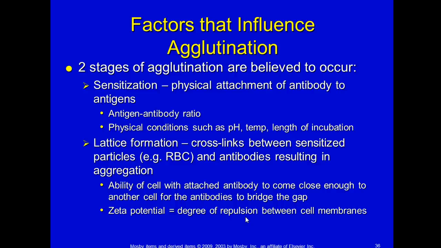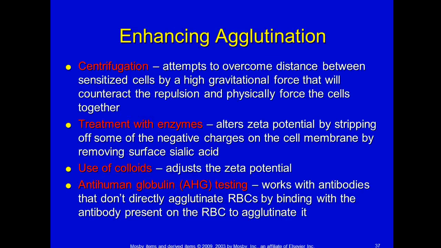If you've taken hematology, you know that all red cells have a net negative charge on the outside to repel them from each other so they don't stick together in the bloodstream. That can become a problem. So we have ways in the laboratory to overcome that zeta potential so the cells aren't always trying to repel each other. We want them to stick together. So in the lab we have to figure out ways to overcome that.